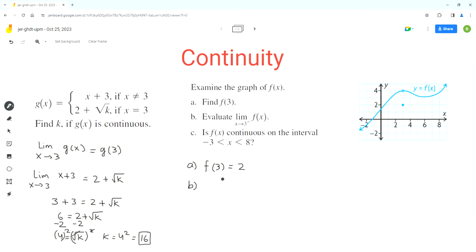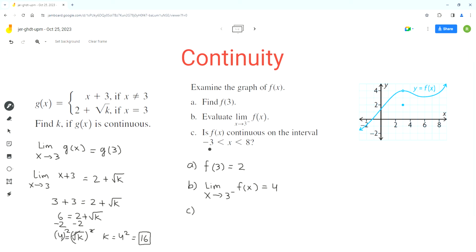So that's why the left hand limit as x approaches 3 from the left side is equal to 4, because that's the y value when we approach x equals 3 from the left side. So now we can analyze part C.